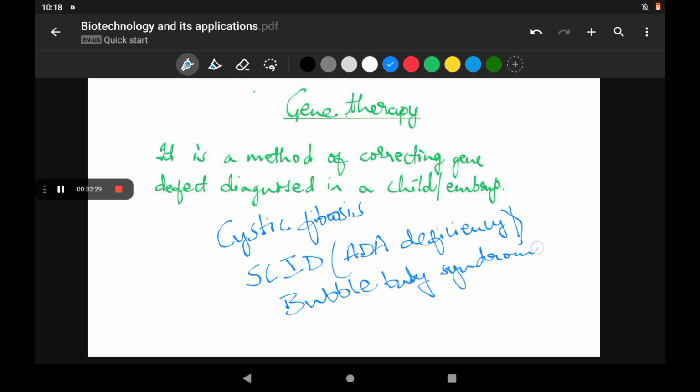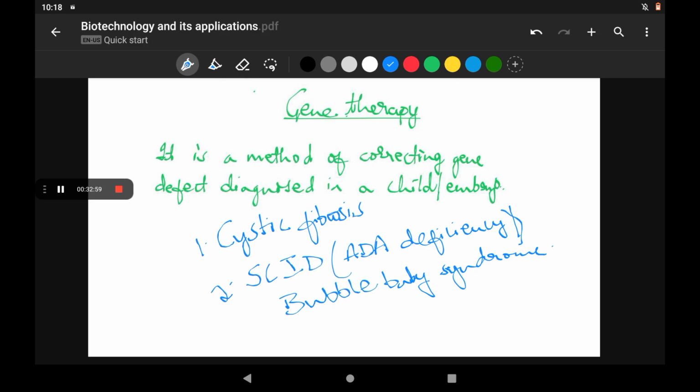So this is what you should know about the ADA deficiency that we'll be studying. ADA means adenosine deaminase deficiency. And cystic fibrosis and SCID are ones in which gene therapy has already been worked on. See, the present medication system that we have is chemotherapy, where chemical substances are prescribed either in the form of tablets or capsules or as syrups or as injections.